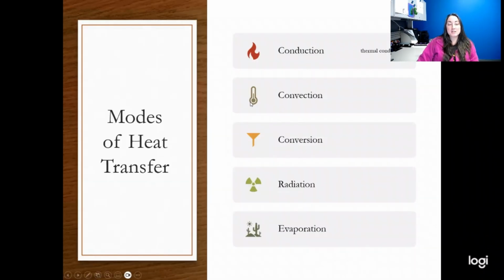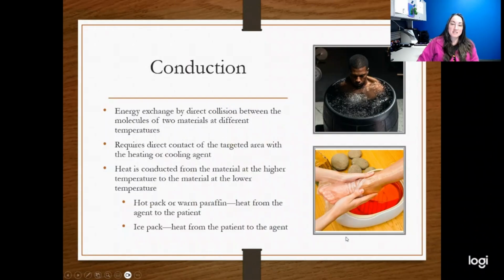Different modes of heat transfer that we're going to cover are conduction, thermal conductivity, convection, conversion, radiation, and evaporation. So conduction, this energy exchange is by direct collision between the molecules of two materials at different temperatures. So the energy exchange happens in materials that are touching. It requires direct contact of the targeted area with the heating or cooling agent. Heat is conducted from materials at a higher temperature to lower temperature.